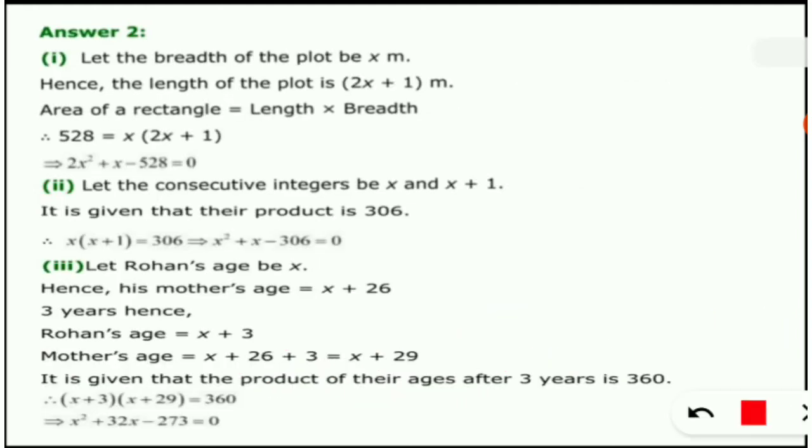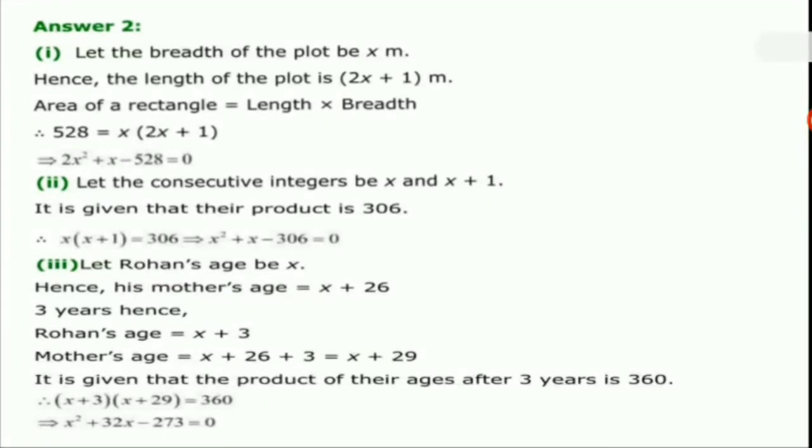So let Rohan's age be x. So his mother's age is x plus 26. 3 years hence, Rohan's age is x plus 3 and the mother's age is x plus 26 plus 3, that is x plus 29. It is given that the product of their ages after 3 years is 360. So (x plus 3) into (x plus 29) equals 360. So x squared plus 32x minus 273 equals 0. Okay, next.